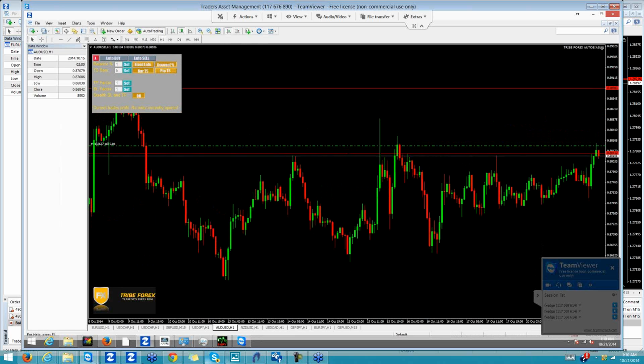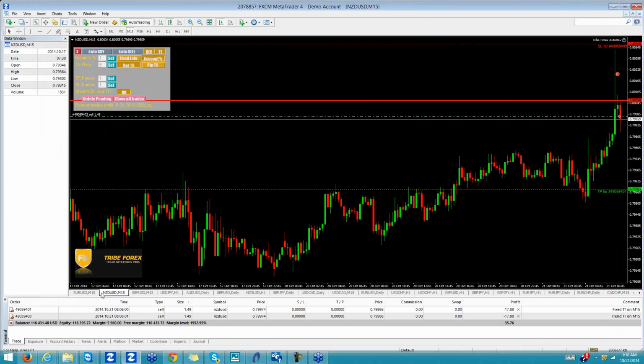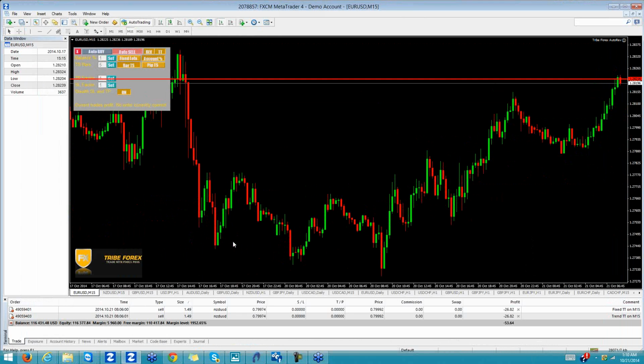So let's go back to our setups here. All right, so we're waiting for it. New Zealand dollar is kind of just playing around in this range. We've got 5 more minutes till the close. And the euro dollar here is just bouncing around. It's waiting for this close too. If it gets a close, then we may get an entry here on the euro dollar.